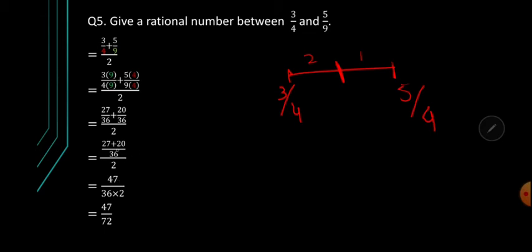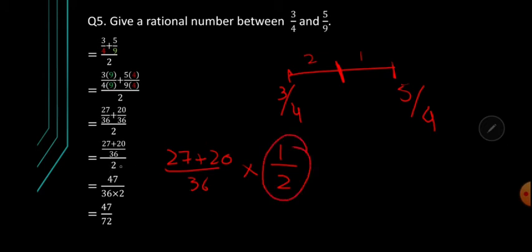Now here we have 27 plus 20 divided by 36 multiplied by 1 by 2, because 2 is in the denominator, so we can write it in this form. Now 36 multiplied by 2, and 20 plus 27 we have 47, and 36 into 2 is 72. So 47 divided by 72 is the number that is between 3 by 4 and 5 by 9.